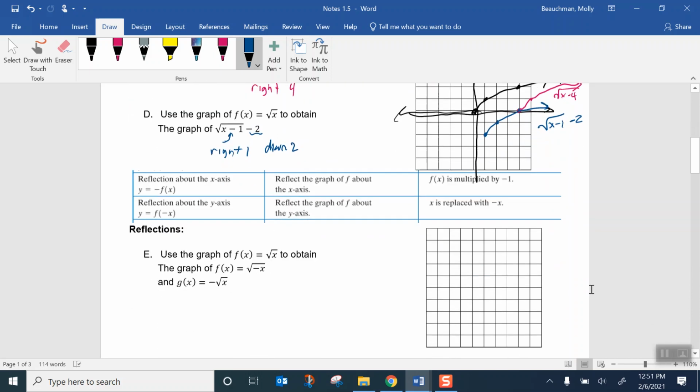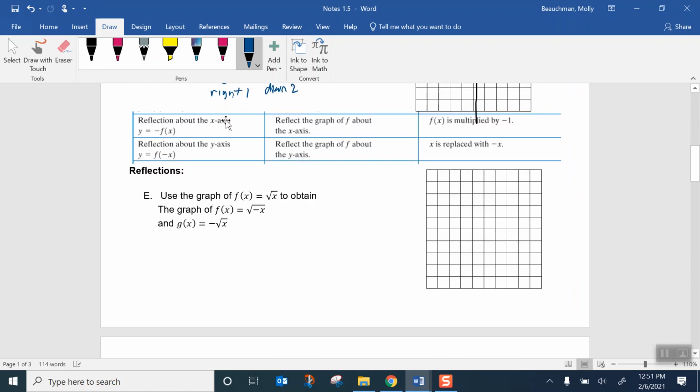Next thing we can do to a graph is we can reflect around the x-axis. We do that by multiplying by a negative. Notice the y's become negative. Or we can reflect around the y-axis. The x's become negative. So notice y's negative reflects around x. X is negative reflect around y.